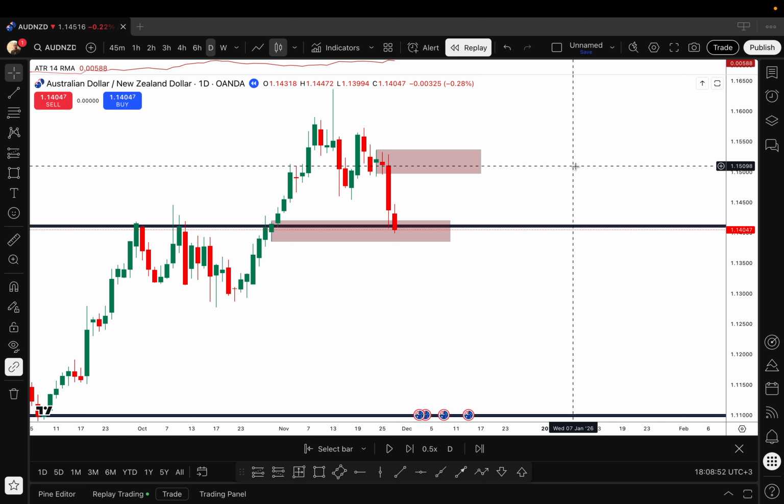And what are the confirmations? I have indecision candles, I have bullish rejection candles, and any type of indecision in the market at that zone. That is what I want to use as my confirmation to start going where? To the lower time frame to look for setups for entries.